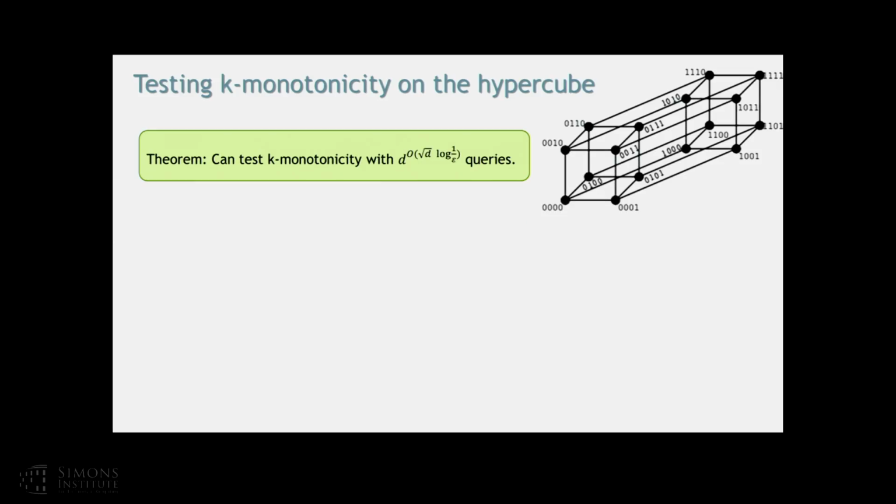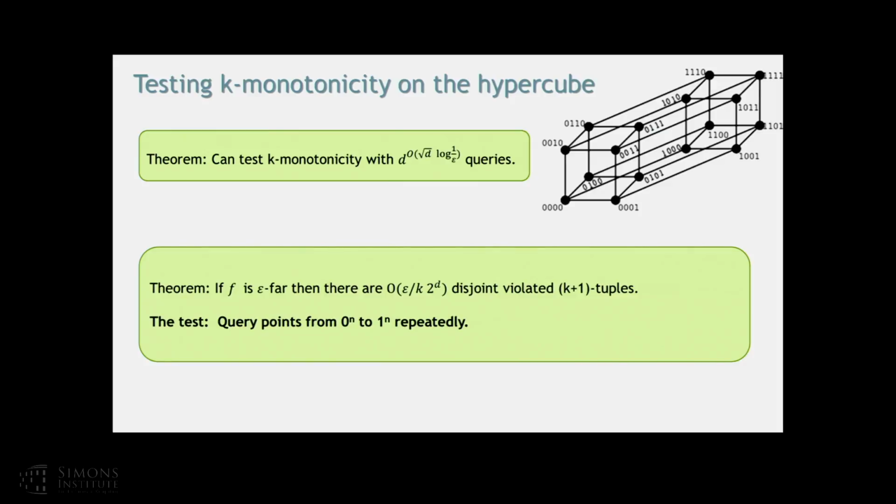If we want to talk about this here, I've rewritten the bound a little bit differently with the d in the base rather than the log in the exponent. And so the theorem here is that if a function is far from being k-monotone, then we can find a whole bunch of disjoint witnesses that witness that this function is not k-monotone. So there are a bunch of these disjoint things, which is kind of like a matching, except that instead of pairs, we're matching k plus 1 tuples.